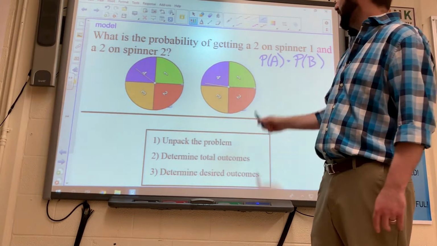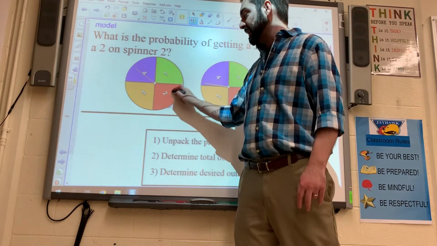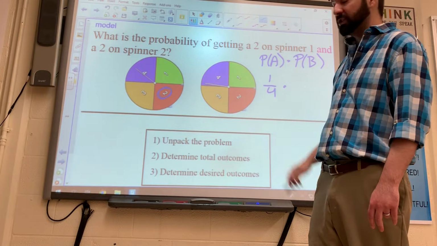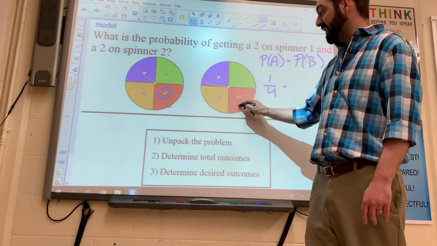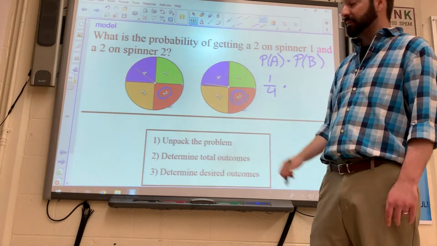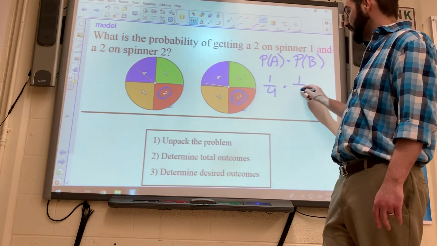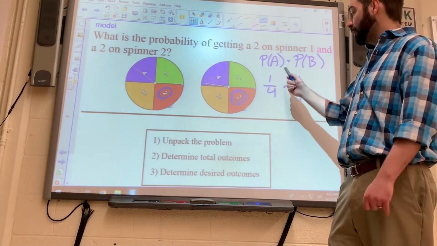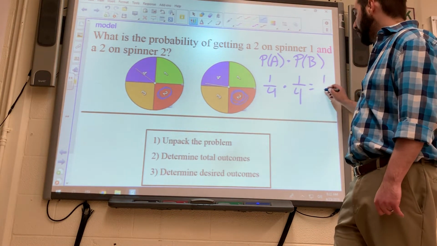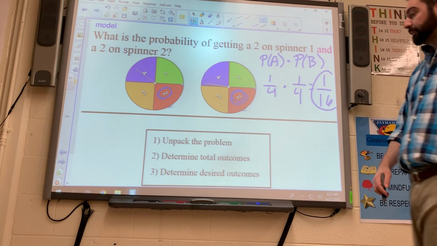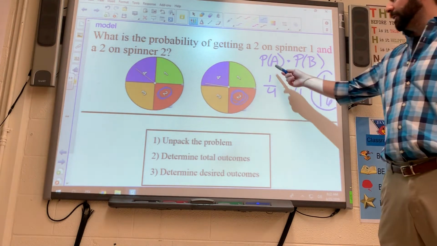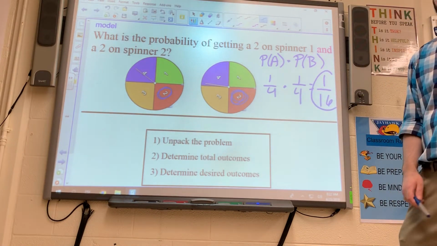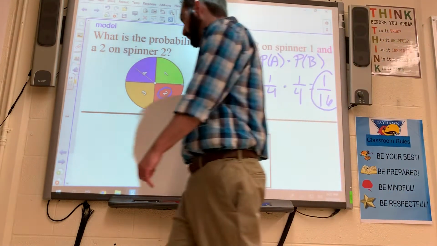Well, let's look at the first spinner. I want to get a 2. Well, there's 1 2 segment out of 4 segments. So I would know that I have a 1 in 4 chance of getting a 2. On the second spinner, it's the identical spinner. Again, there's 1 segment that's 2 out of 4, so that would be another 1/4. And again, anytime I have more than one probability, I am multiplying. 1/4 times 1/4 would equal 1/16. Okay, so again, we find the probability of the first event, we find the probability of the second event, we multiply the 2 together in a calculator to get our correct answer.